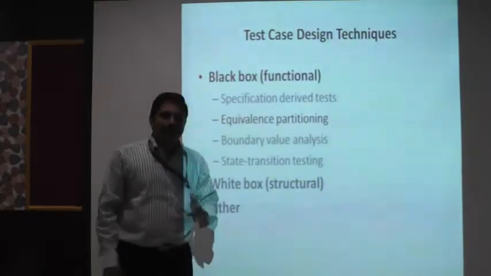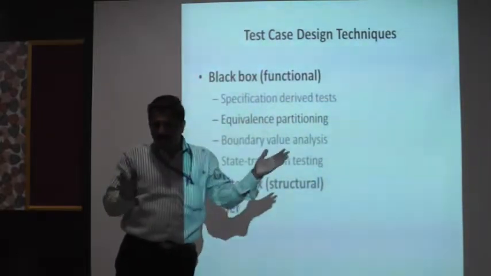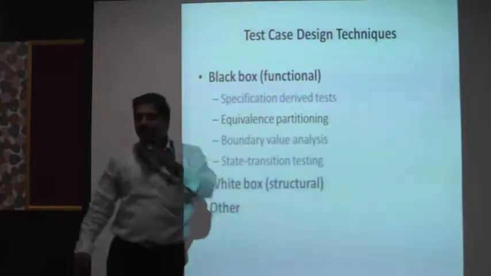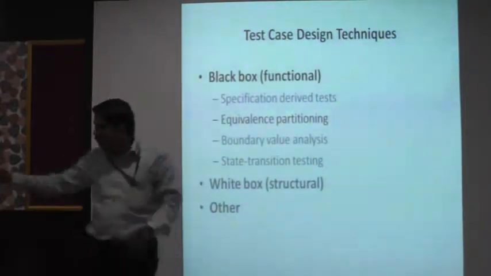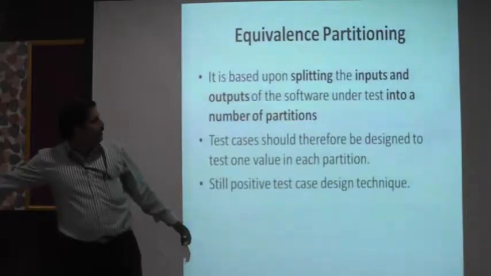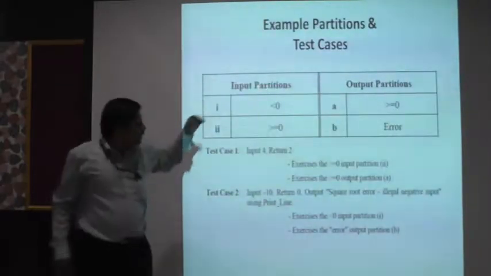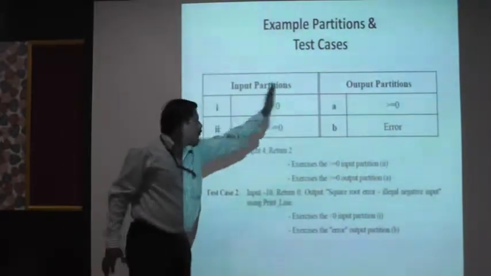So, supposing the output mismatches, this speaks about equivalence partitioning. That is, you are partitioning the input separately and the output separately. Let us explain with an example, the same old example of finding the square root of a number. Here, you have the input partition and the output partition.